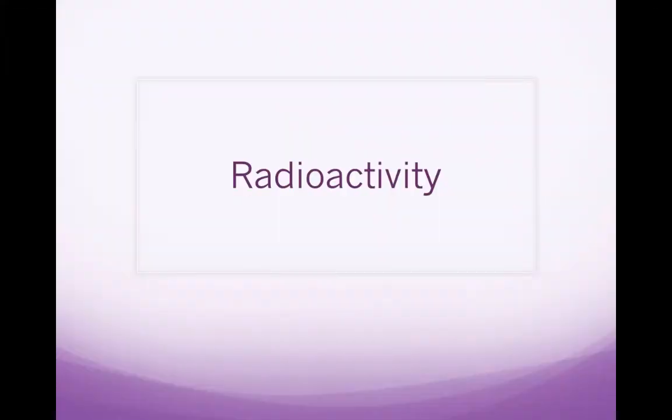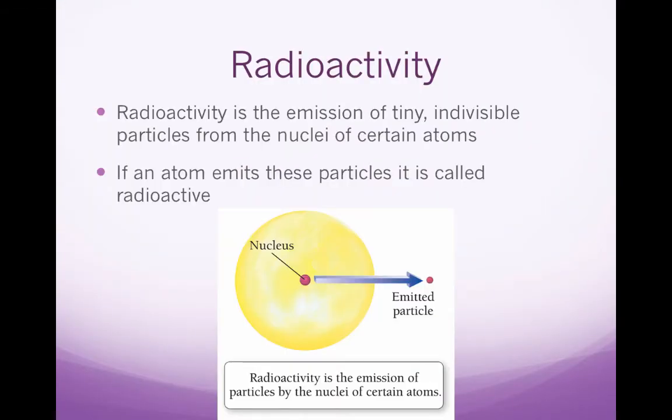All right, in this lecture, we'll talk about radioactivity. So radioactivity is the emission of a tiny, indivisible particle from the nuclei of certain atoms. So if an atom emits these particles, it's called radioactive. So here's a depiction of that. So here we have this atom and this nucleus, and the nucleus emits some particle, and that's radioactivity.